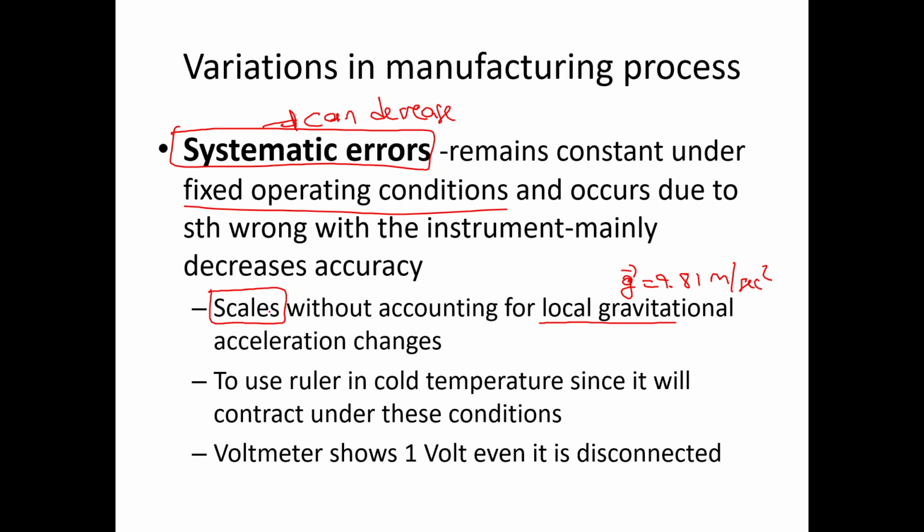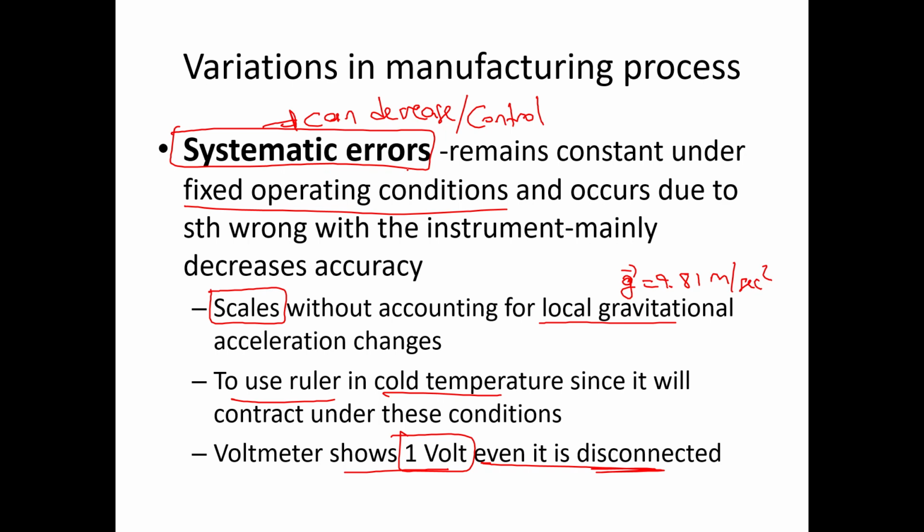But this is something that you can fix. You can add a program to it so that it considers the variation in the GPS. Or we have a ruler, it shrinks under the temperature. You can fix that one as well. Or a voltmeter has a 1 volt error. What it means is that even if it is disconnected, it shows 1 volt. These are the things that you can decrease, or I consider you can control.